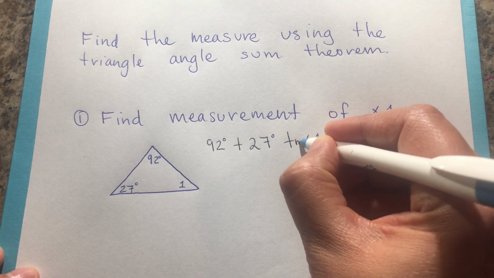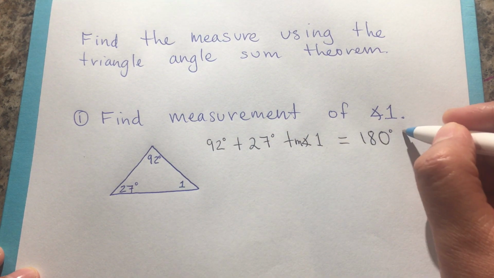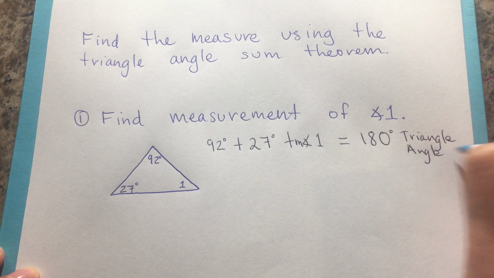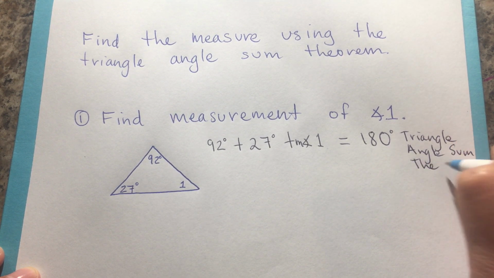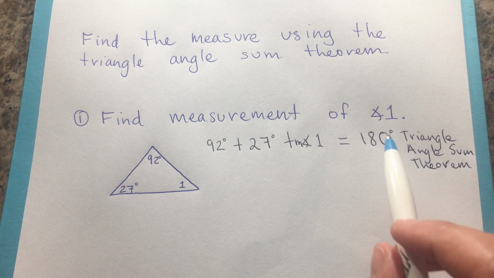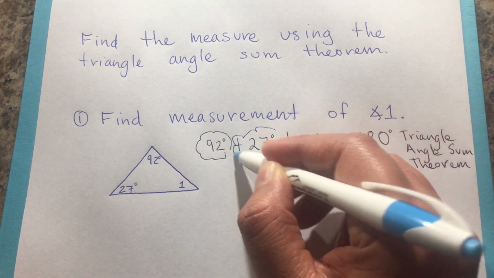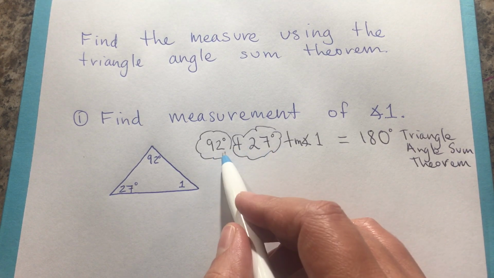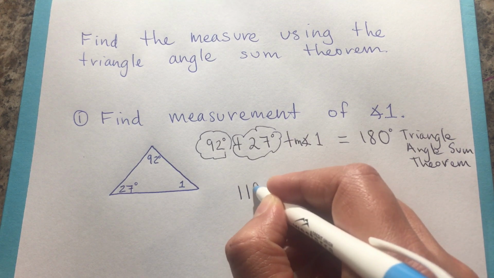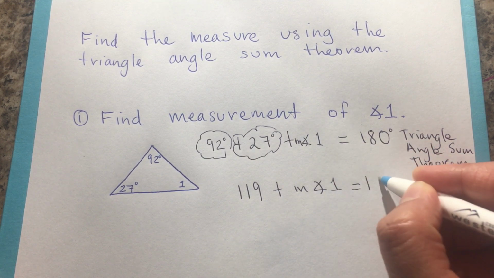Okay, and actually you can put here measurement of angle 1. This is by the triangle angle sum theorem. That's what the theorem says, that when you add all the angles of a triangle, they're equal to 180 degrees. We look for like terms and we add them, which is 92 and 27. That's going to give us 119 plus measurement of angle 1 is equal to 180.